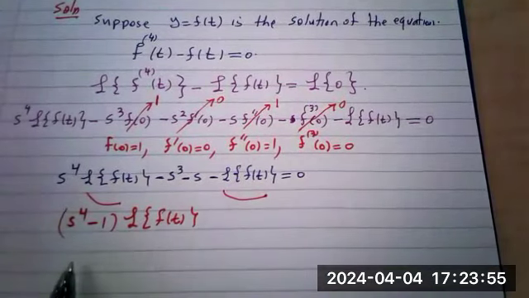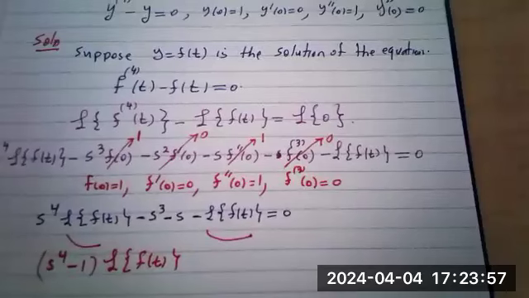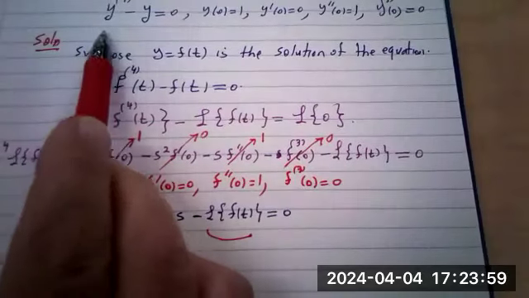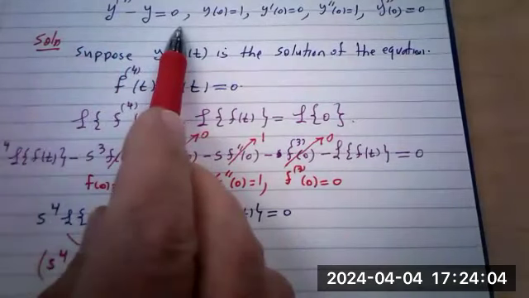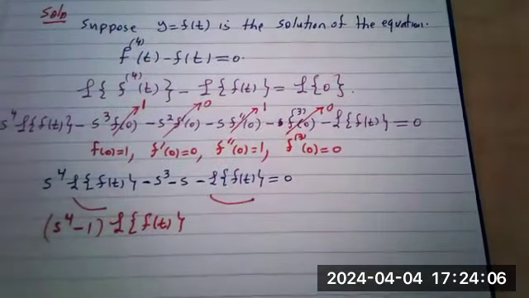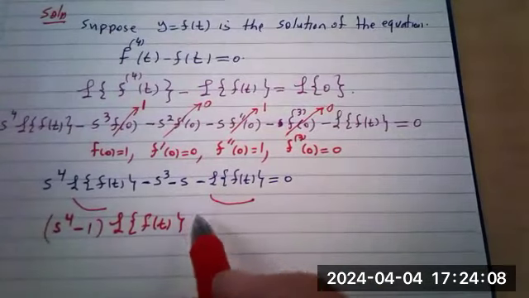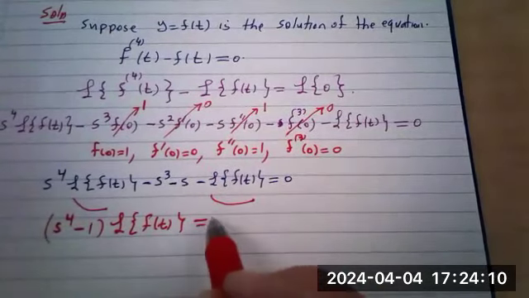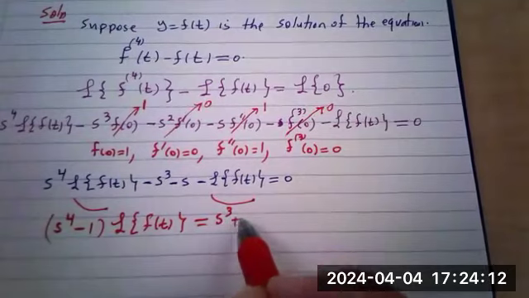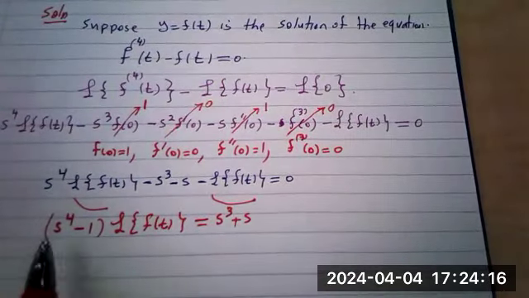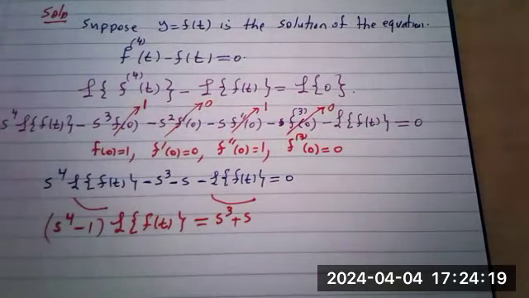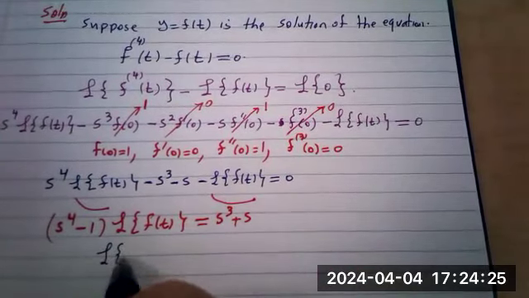We always check this one. This must be the characteristic equation of the homogeneous one, which is true. r to the 4th minus 1 equal to 0. Double check this one and move everything else to the other side. So that gives you s cubed plus s. Any question? Check to make sure that this coefficient is the same as the characteristic equation. Now you divide by s, you solve for the Laplace of f of t.